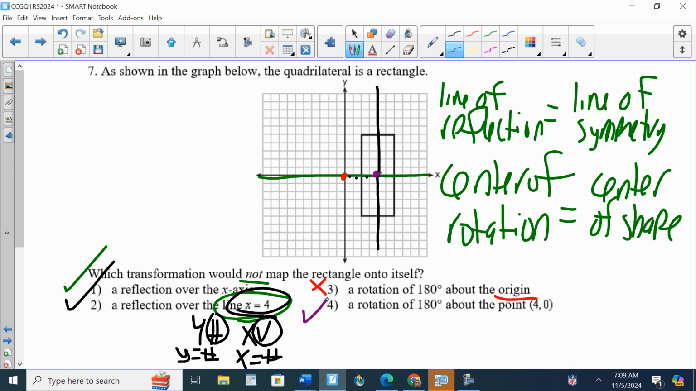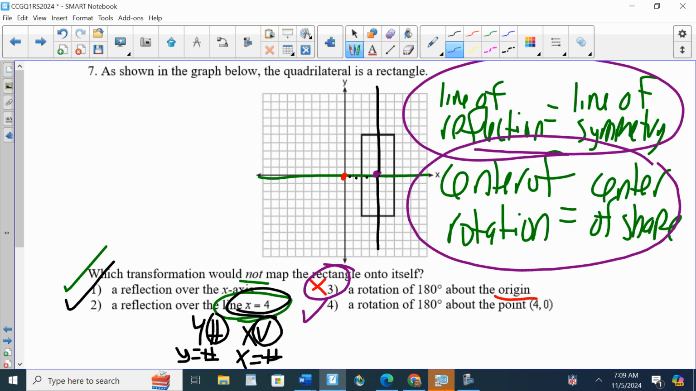And as far as the degree measure, it's geometric common sense. Yes, 180 will land on itself. Which one will not? Choice 3. Line of reflection must equal the line of symmetry to map onto itself, and the center of rotation must be the center of the shape.